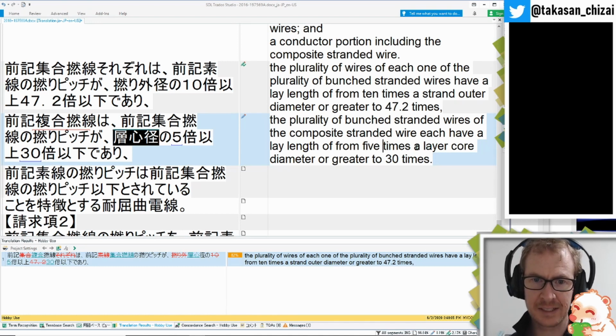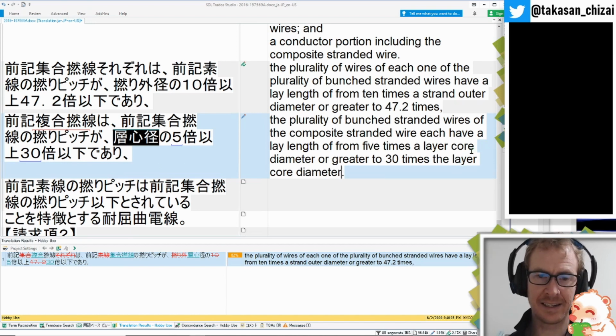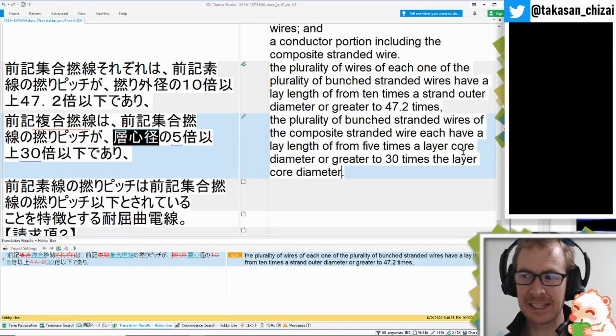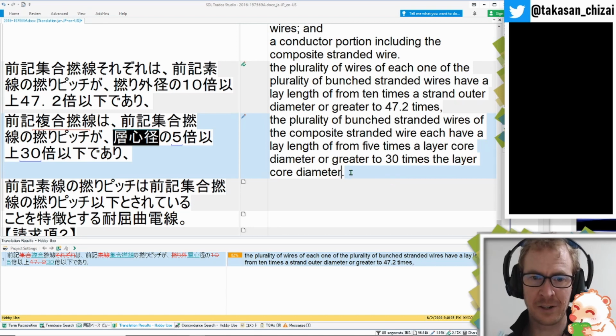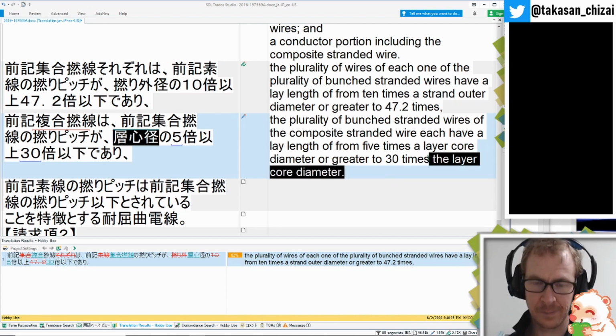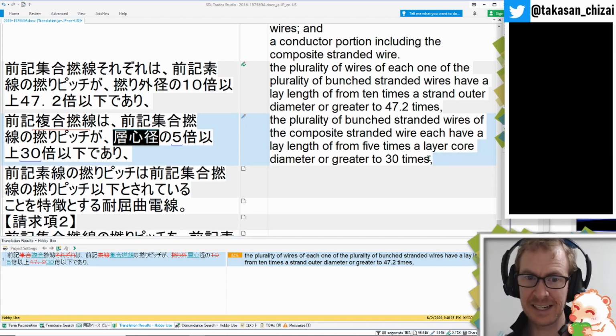5 times to 30 times. You've got this information here, so it is implied. Implying things in claims is kind of dangerous. So if you are worried, then definitely just add the layer core diameter again here. That would be perfectly safe, probably the better option there. For today, let's just go with that.